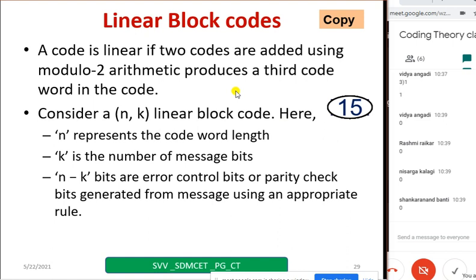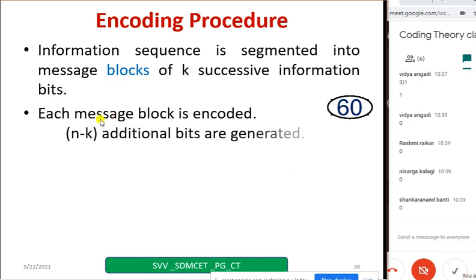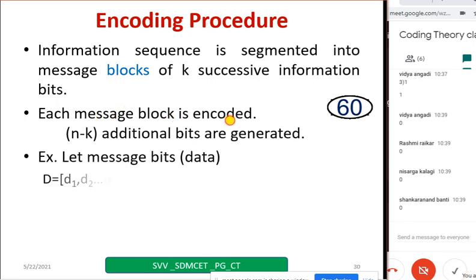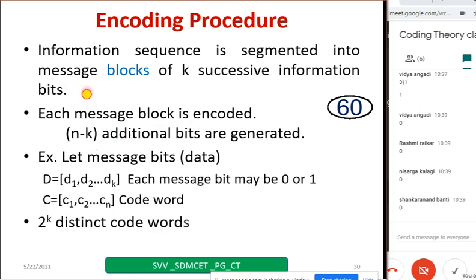Hope most of you copied the meaning of n, k and n minus k. So let me go to the next. For each message block encoded, n minus k additional bits are generated. This I have already told in the previous slide. The information sequence is segmented into message blocks of k successive information bits. What is the block size? k bits. So those I am considering and I am encoding.